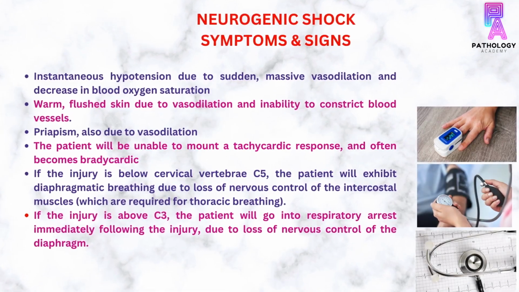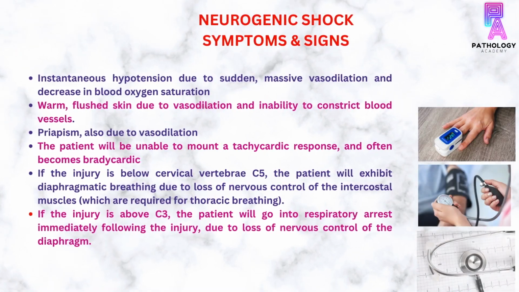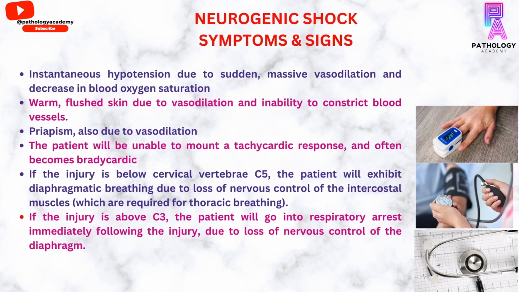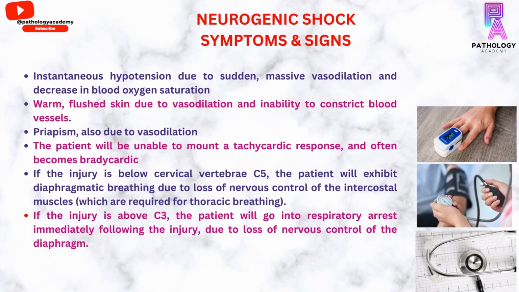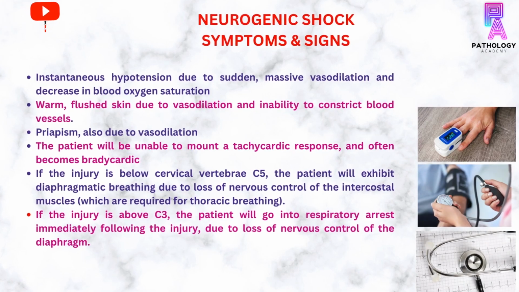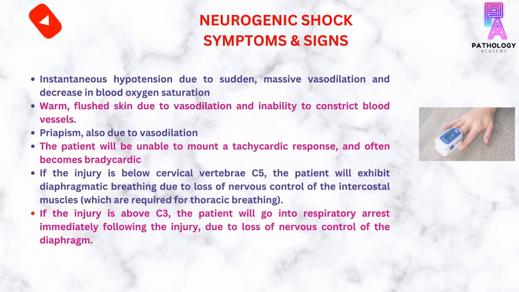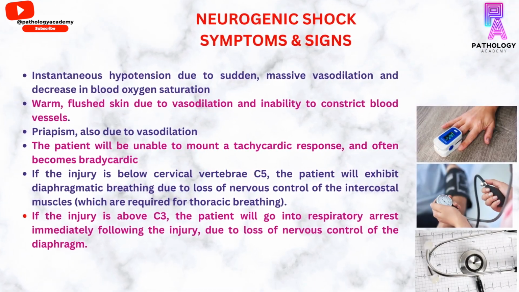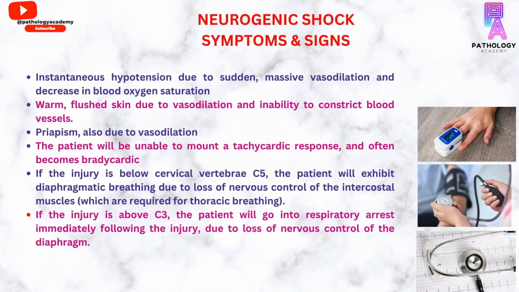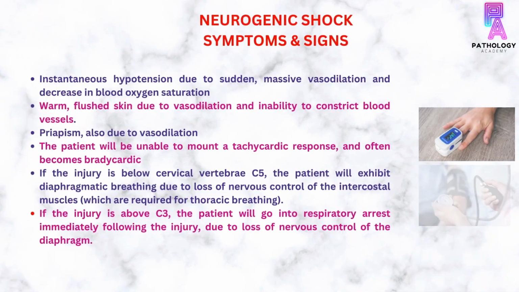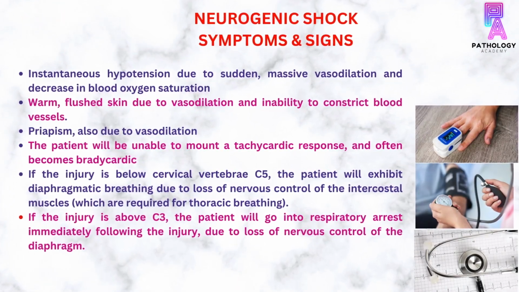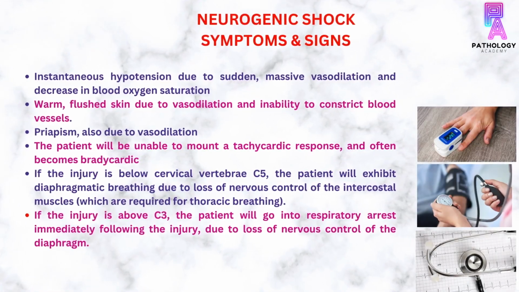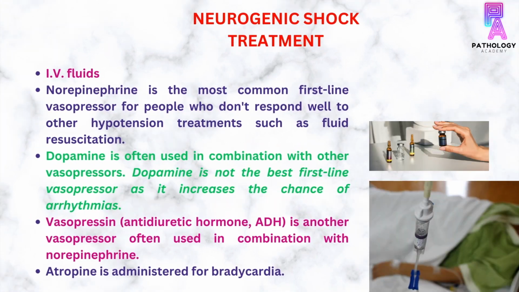Signs and symptoms of patients with neurogenic shock. The patients undergoing neurogenic shock will experience instantaneous hypotension due to sudden massive vasodilatation and a decrease in blood oxygen saturation. Because of vasodilatation and inability to constrict blood vessels, the skin remains warm and flushed in neurogenic shock. The patient can also experience priapism due to vasodilatation, and because of the unopposed parasympathetic tone, the patient will experience bradycardia.